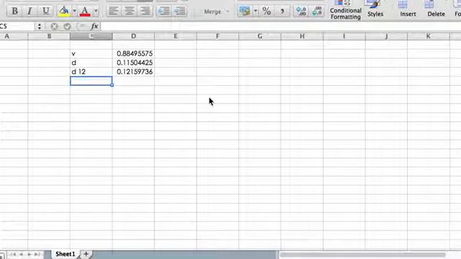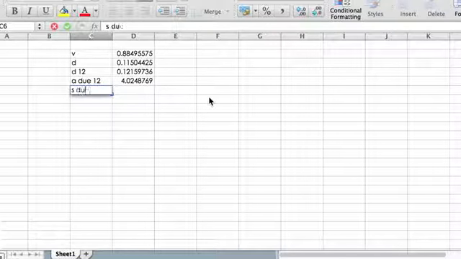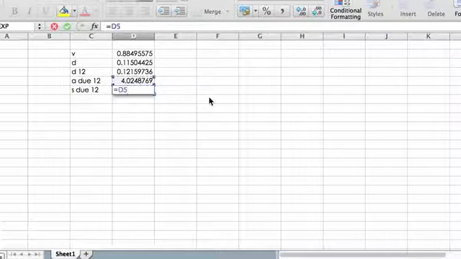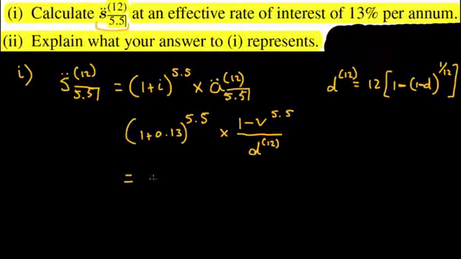Now we can find our annuity due 12, which is 1 minus v to the power of 5.5, which is n, divided by d to the 12. Then we find our series due to the 12, which is our annuity due to the 12 times 1.13 to the power of 5.5. So it's accumulating 5.5 periods, which gives us 7.88. Okay, that's pretty cool, 7.88. Dollars, pounds, whatever, that's the answer.